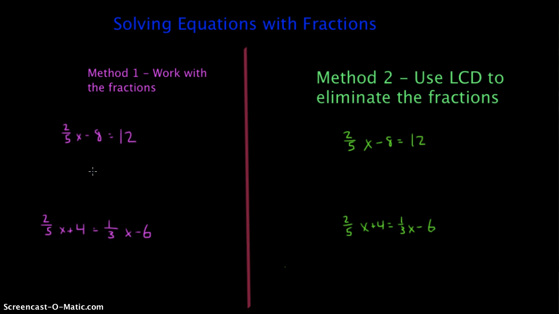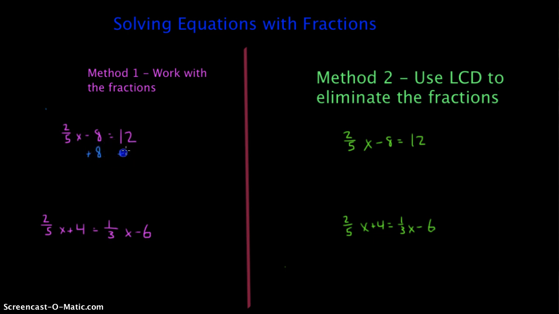So the first method is just to deal with the fractions as if they're just numbers, which of course they are. So if I have this equation here, and instead of 2/5 x minus 8 equals 12, it would just say 2x, right? So, if I had this equation here, let's write it out. At this point, all of us know that all I would have to do is add 8 to both sides, okay? Well, that doesn't change because of the fraction. I still add 8 to both sides.